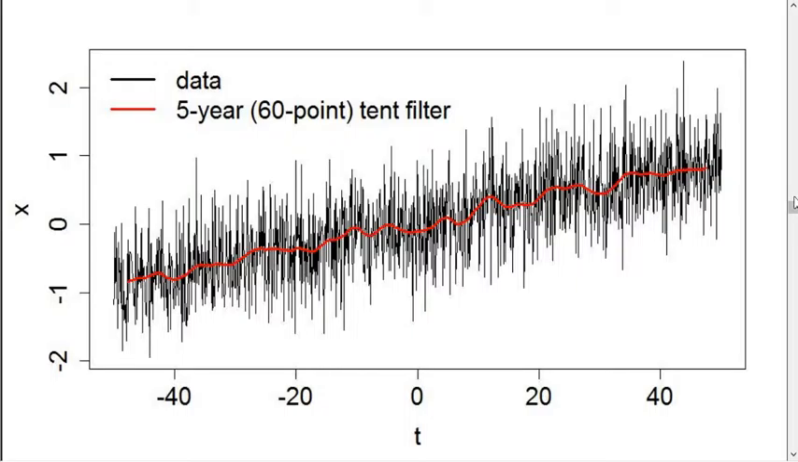And notice how nice and smooth the smoothed values are. We can go to a 10-year or 120-point tent filter. We get even more noise reduction, and we get a nice smoothed value, which, just like before, looks like it's following pretty much a straight line. If we go to a 20-year or 240-point tent filter, we've got a very nice straight line smoothed value, and we've got tremendous noise reduction.